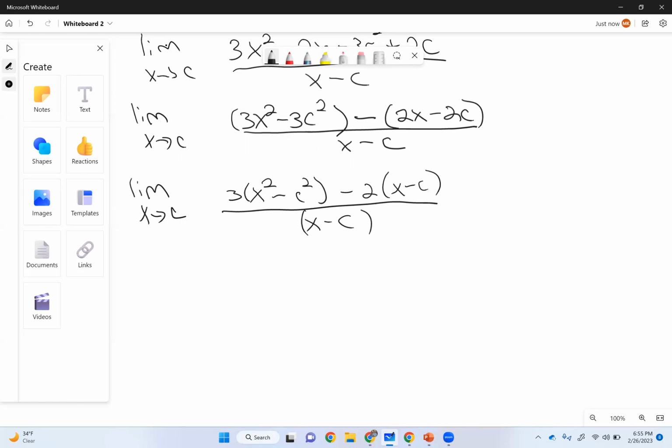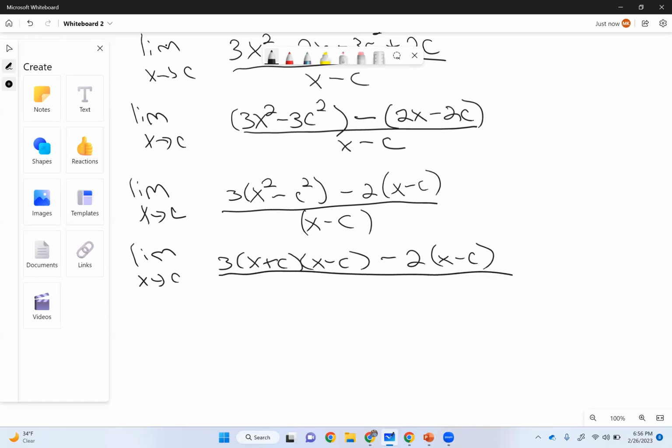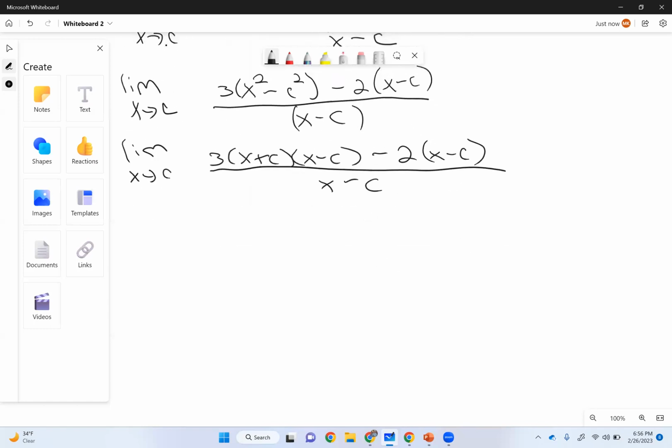But if you look at this x squared minus c squared, we can factor that. So we have the limit as x approaches c of 3 times x plus c times x minus c minus 2 times x minus c all over x minus c. And something crucial happens here. So we have an x minus c here, an x minus c here. We can factor it out. When we do that, we get the limit as x approaches c. This is good stuff.